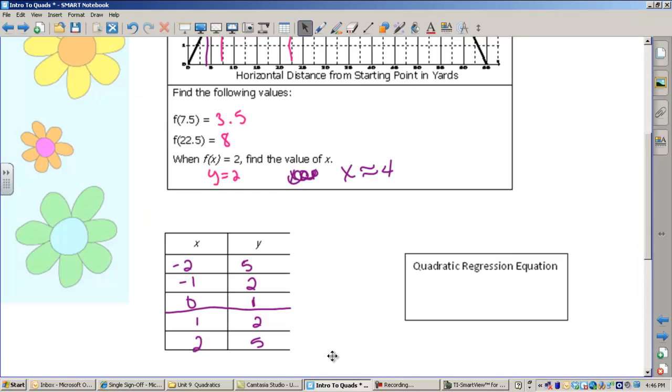And so that means that my equation is going to be y equals 1x squared plus 0x, which I don't have to write, plus 1. So it's really just y equals x squared plus 1. That is the quadratic regression equation. And we can go over this again tomorrow. You'll probably still have some questions, but there it is. That's how that's going to work.